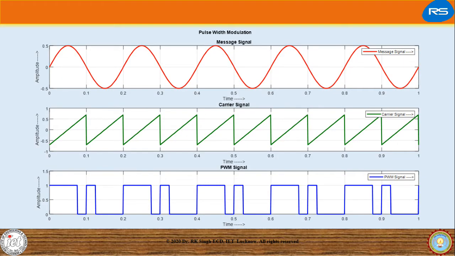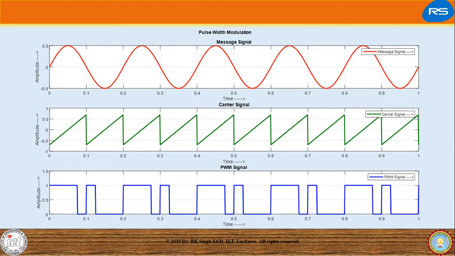Here we have a sinusoidal master signal. A triangular wave is selected as a carrier signal whose frequency is somewhat higher than the master signal. After doing pulse width modulation, we get a waveform like this. Here you can observe that the width of the pulses is varied in accordance with the amplitude of the master signal.